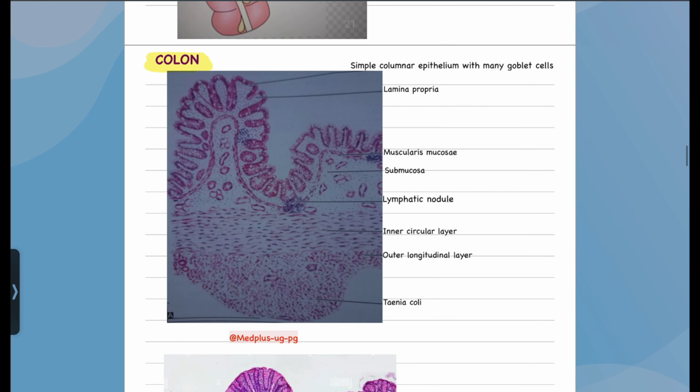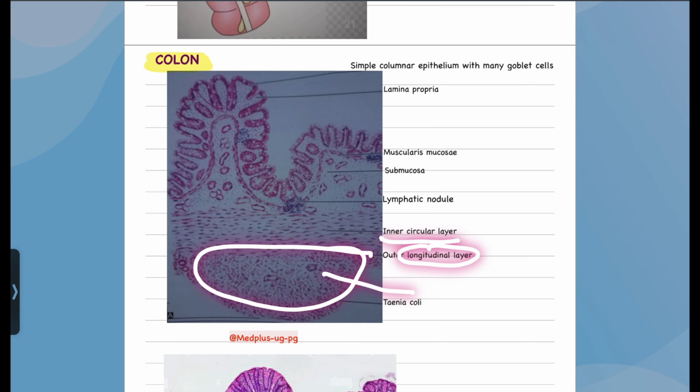Now we will start with the colon. The colon, as I said, is lined by simple columnar epithelium and has many goblet cells. It is the main point to differentiate it from the small intestine. It contains lamina propria, muscularis mucosae, submucosa, and maybe a few lymphatic follicles may be present, but mostly they are not present. And we have an inner circular layer, and the longitudinal layer is modified into tinea coli, as we can see.